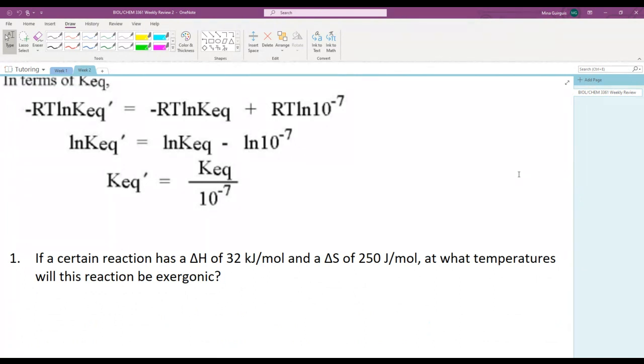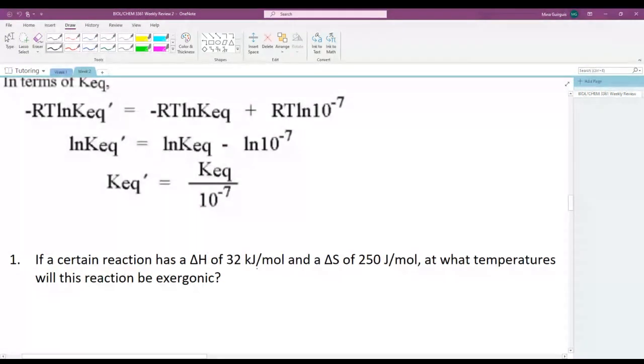So when I approach this question, I have to think of kind of 3 things. The first is the things that I've been given. So I have my delta H and I have my delta S, great. And I'm looking for exergonic.